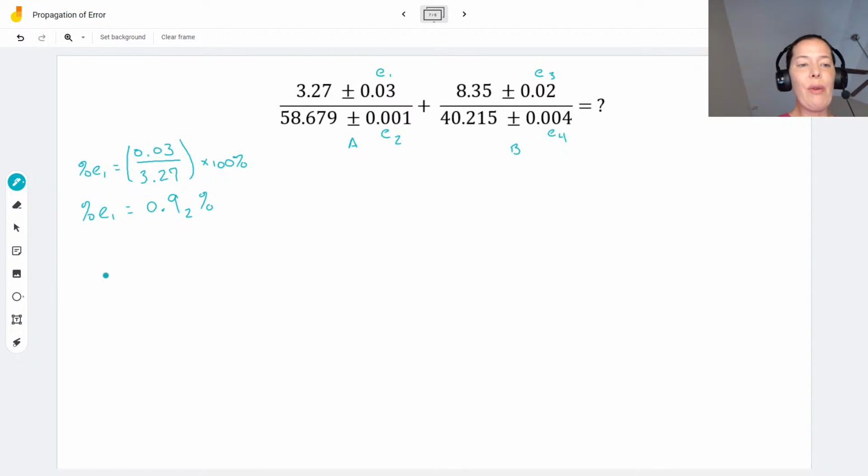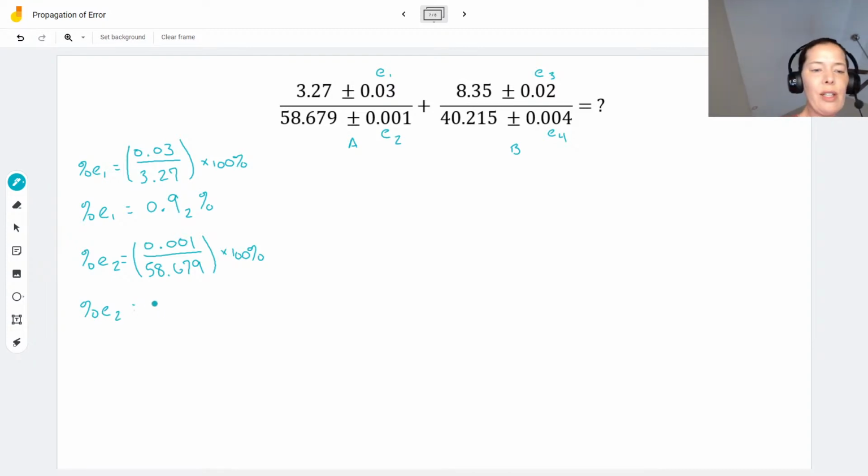So I need to do the same thing with error 2. My percent for error 2 is going to be the error over the magnitude of the measurement, which is 58.679, and again I need to, I missed my equals, multiply by 100%. Then my percent error 2, when I did that calculation, I get 0.0017. So again, I'm just dealing with term A right now. I will deal with term B in just a second.